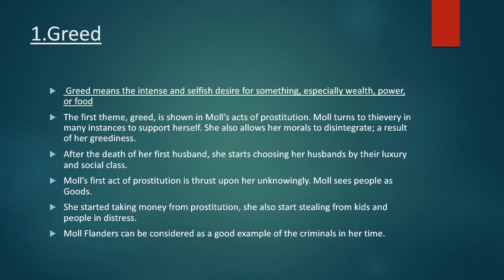Moll's first act of prostitution is thrust upon her unknowingly. Moll sees people as goods. She started taking money from prostitution. She also started stealing things from kids and people in distress. Moll can be considered a good example of criminals at that time.